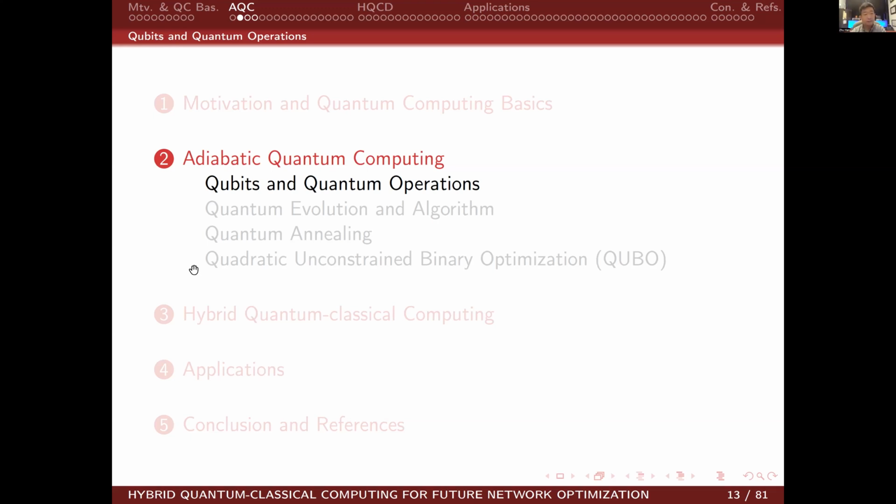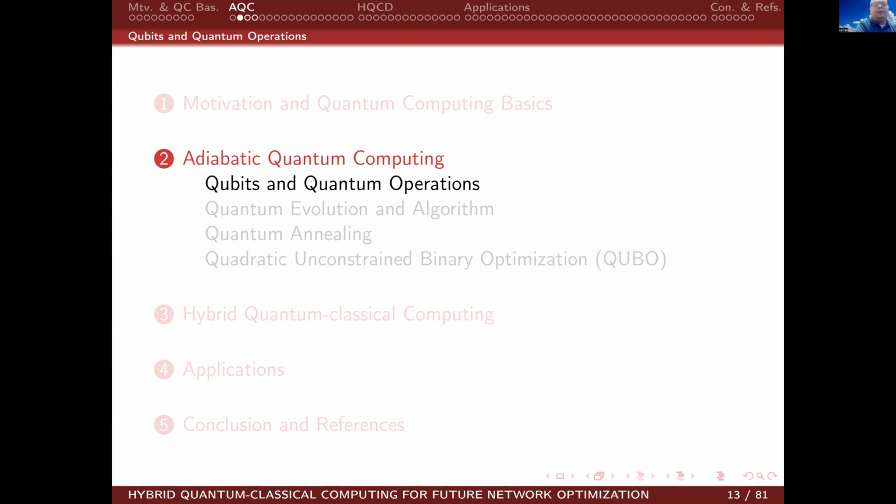Okay, good. So here, let me introduce adiabatic quantum computing. As Dr. Han introduced, there are two types of quantum computing. One is the circuit-based model. The other is the analog-based model. And adiabatic quantum computing is a kind of analog-based model.